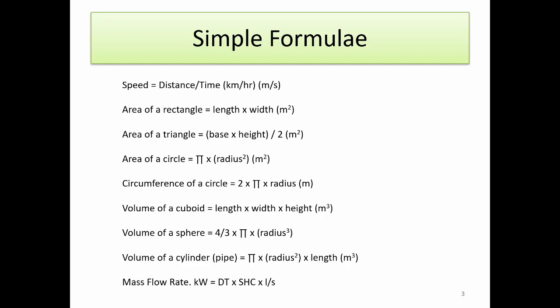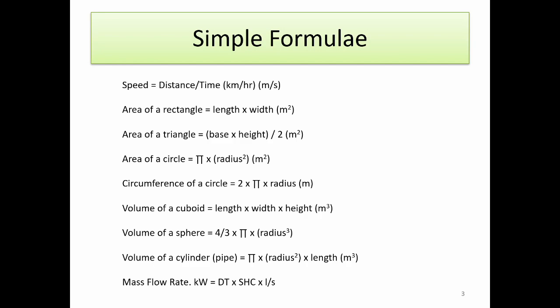Volume of a cuboid, i.e. a room, is the length times the width times the height in meters cubed. Again, useful for heat loss calculations. Volume of a sphere, it's one you probably won't use that often. Volume of a cylinder, which is all a pipe is at the end of the day, is pi times the radius squared times the length.